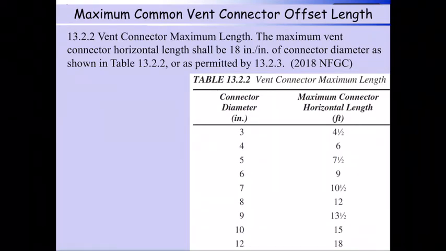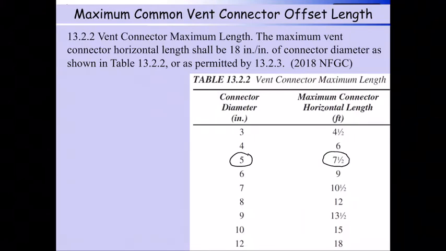So what I pulled out here is I threw in here an excerpt, table 13.2.2. This is out of your code book, out of the 2018 National Fuel Gas Code Book. And what they're showing is the maximum vent connector is 18 inches per inch of connector. So if you look at it, if you've got an appliance that's going to use a 5-inch diameter connector, they are going to allow you up to 7.5 feet of connector length. So that would be your vent connector length can be no more than 7.5 feet.